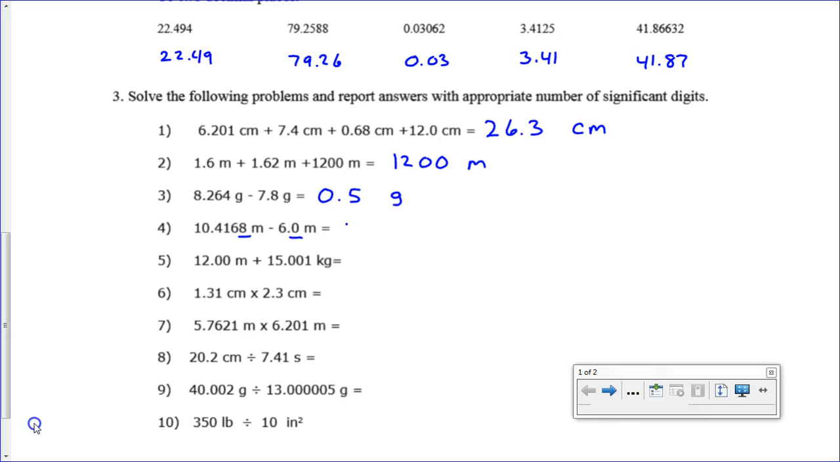When you put it into your calculator, you get 4.4168, but we need to round this to the nearest tenth, so we cut it off here. That's a 1 after there, so it's going to round down, so we end up with just 4.4 in the end. And it's meters here, and that's what we get.